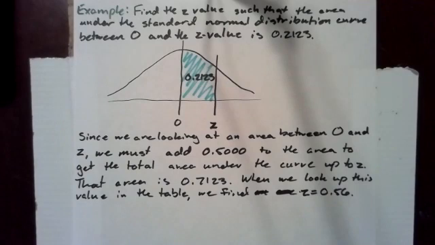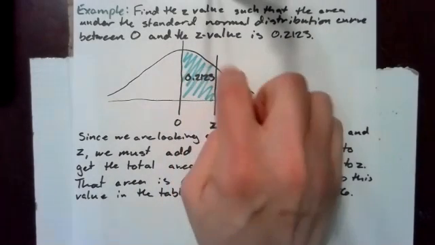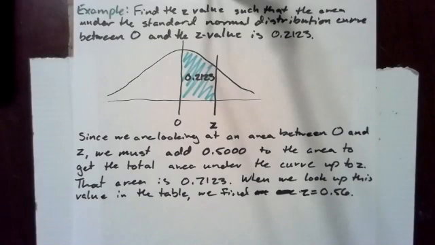For example, find the z value such that the area under the standard normal distribution curve between 0 and the z value is 0.2123. So here we have that. Since we are looking at an area between 0 and z, we must add 0.5000 to the area to get the total area under the curve up to z. That area is 0.7123. When we look up this value in the table, we find z equals 0.56.